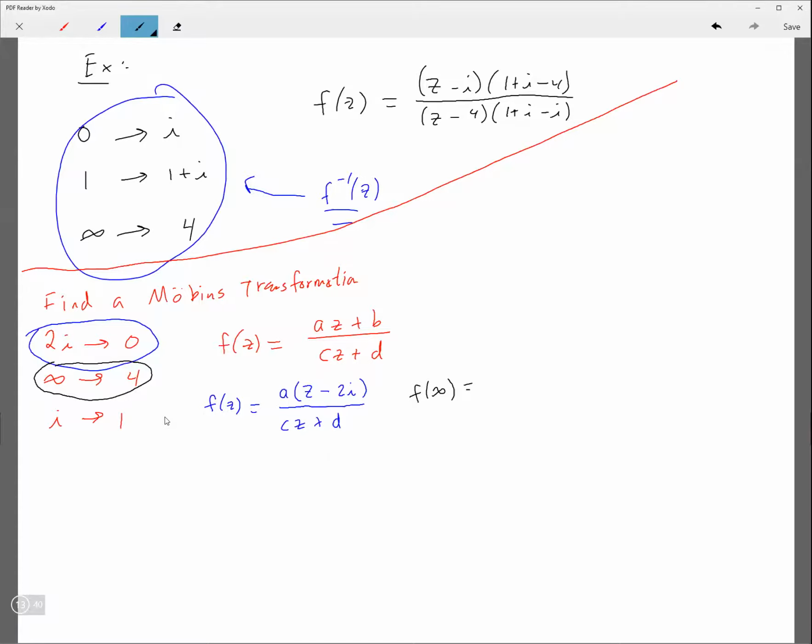So in order to guarantee that, what values of A and C can I choose that will make it be 4? So I want this to be 4, right? What are the easiest values of A and C to choose that make it 4? 4 and 1. Yeah, so 4 up here and just a 1 down here.